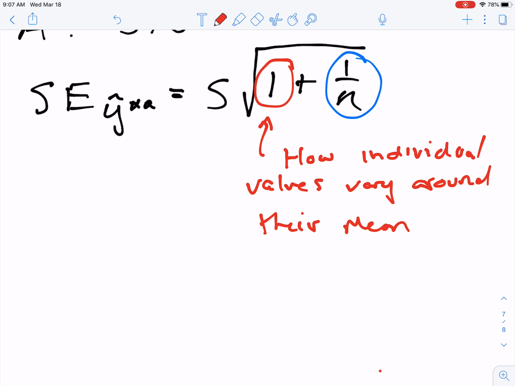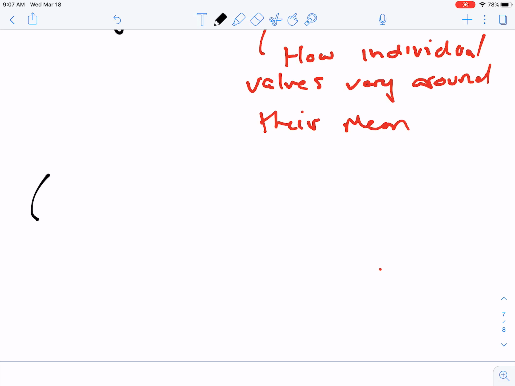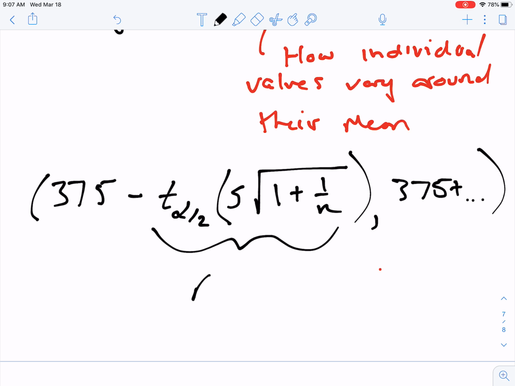And now our interval estimate with that is going to be 375 minus t alpha over 2, that's how many standard errors I need to go away, times s square root of 1 plus 1 over n. So our standard error just got a little bit bigger because we're looking at individual values. Plus, same thing. So here's the margin of error in this case for individual values of x.